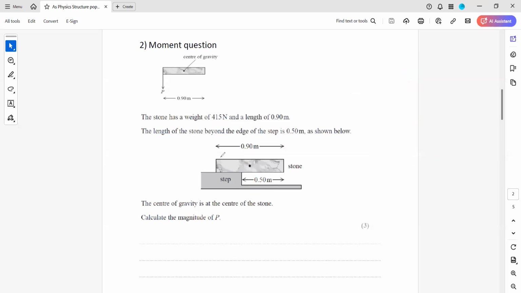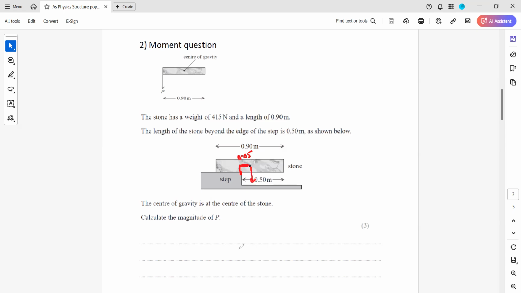This total will be half of it. So this will be 0.45 and this is also 0.45. And this one is 0.5, from the step to the end. So how much is the remaining distance? The remaining distance will be 0.5 minus 0.45, which equals 0.05. So this is the point of rotation and here is the distance. So this distance is 0.05.